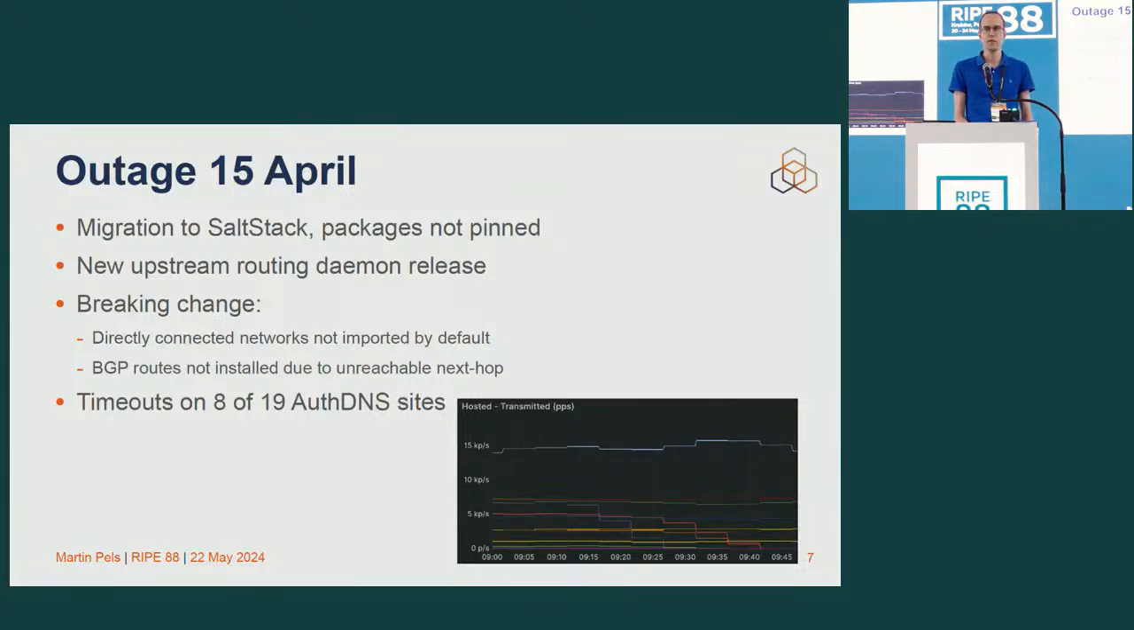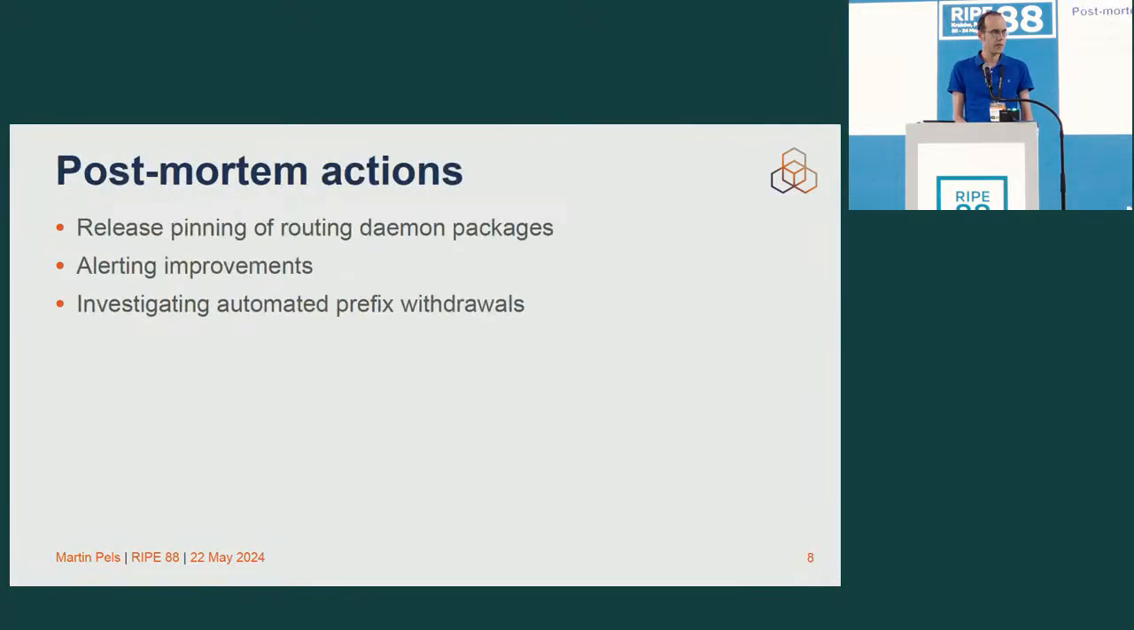So this led to timeouts for resolvers talking to 8 of our 19 auth-DNS sites. We run multiple different implementations of the routing daemon, so it did not affect all of our POPs, but depending on where you were, you got timeouts.